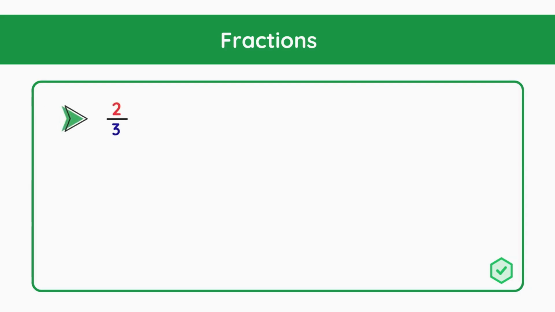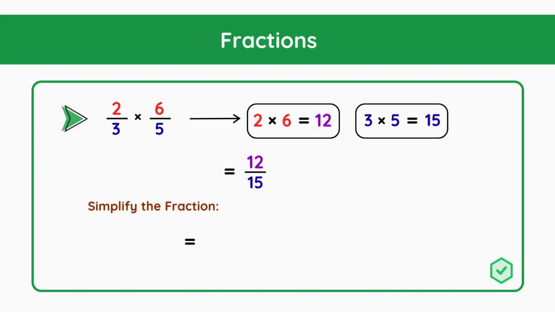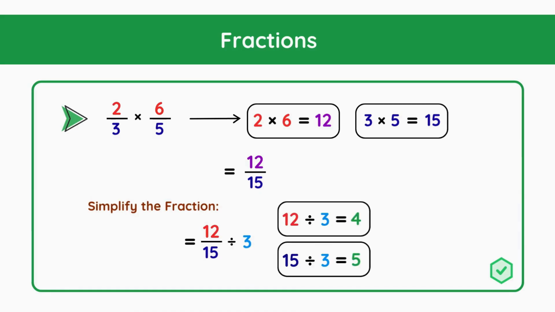Let's try 2/3 times 6/5. First the tops. 2 times 6 makes 12. Then the bottoms. 3 times 5 makes 15. So we get 12 15ths. But we're not quite done because we can make this simpler. Both 12 and 15 can be divided by 3. 12 divided by 3 is 4 and 15 divided by 3 is 5. So 12 15ths becomes 4/5, and that's our answer. Remember, always check at the end whether your fraction can be made simpler.